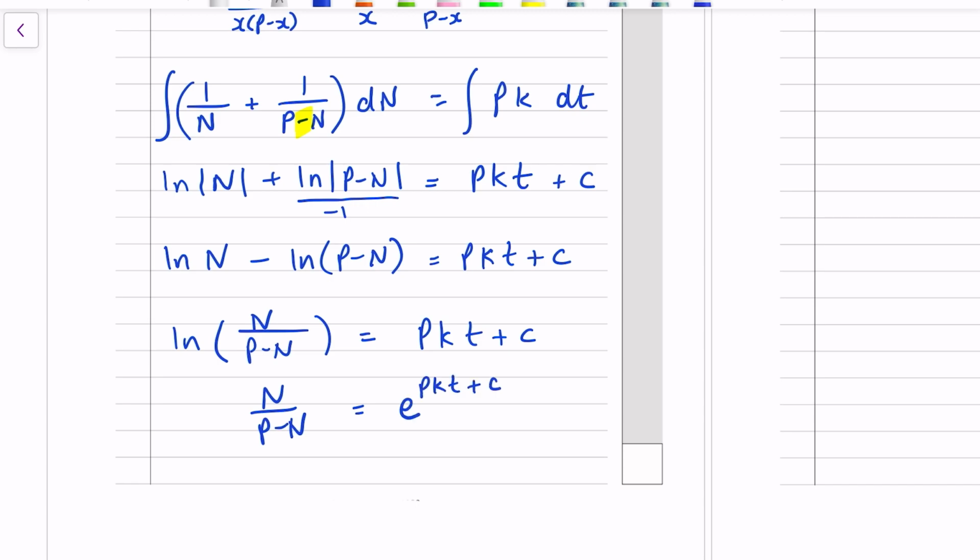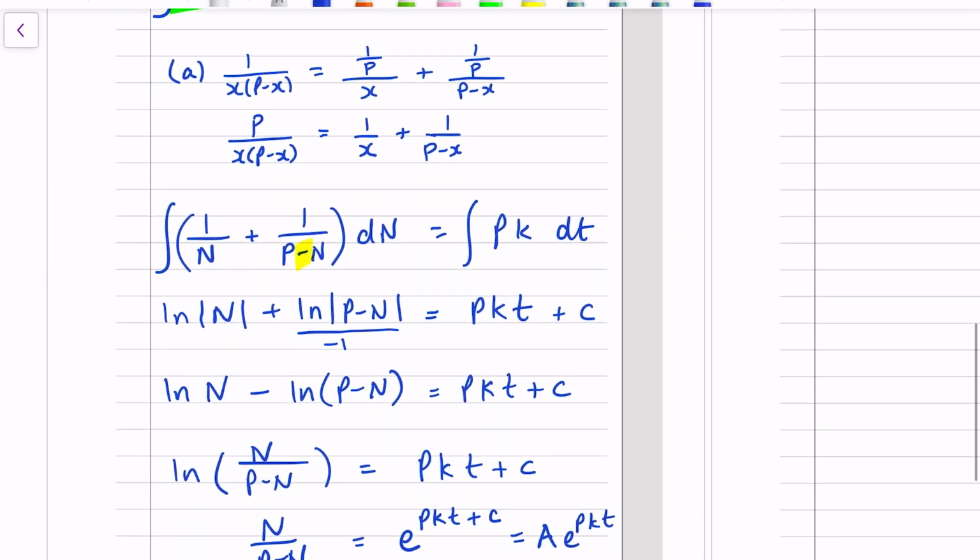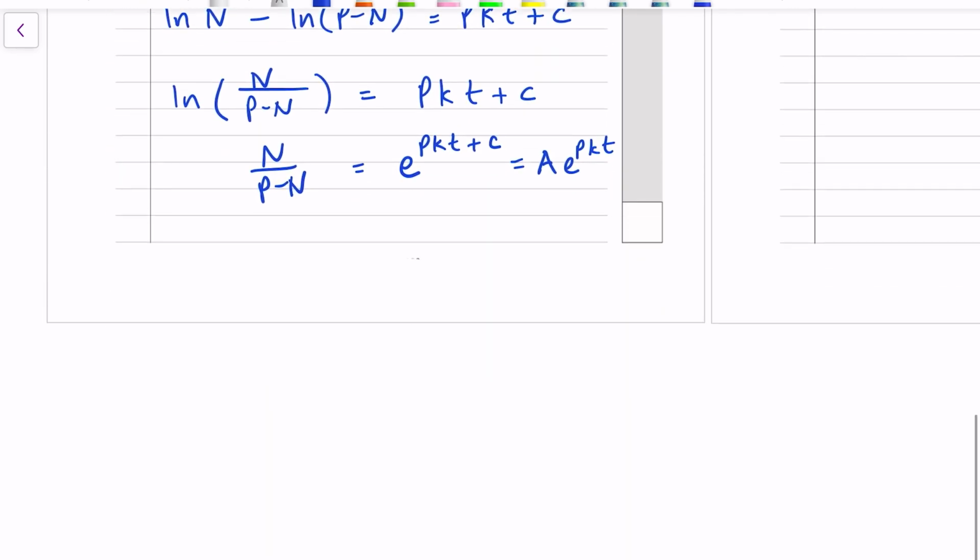And then this is typical of NCEA integration excellence questions. I rewrite the right hand side as some constant times e to the pkt, because e to the c is just another constant, and I use power rules. The question did ask us to find an expression for n in terms of t being in days, so I need to rearrange this equation and make n the subject. It's pretty algebra heavy, but I cross multiply.